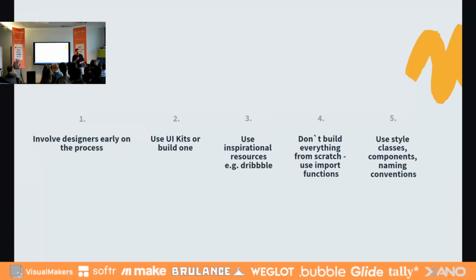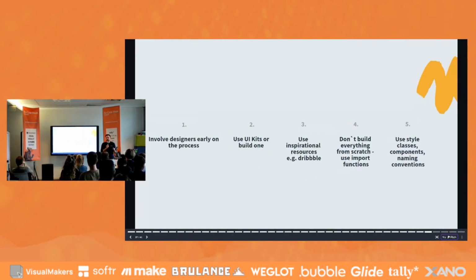And how could you speed up this whole process? First of all, you should involve designers early in the process. The best case would be to have dedicated designers who work on that project and involve them also in the requirements engineering workshops, so they get a good understanding from the start and can ask questions. The second one is to use UI kits or build one yourself. As I mentioned, we're not a design agency, so we decided on Untitled UI. If you are one, when you're building your next project, think of it as a template and make it reusable for upcoming projects. Number 3 would be to use inspirational resources, for example, Dribbble or other design platforms.